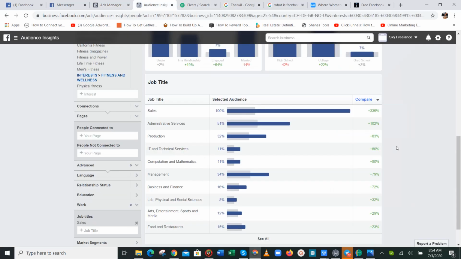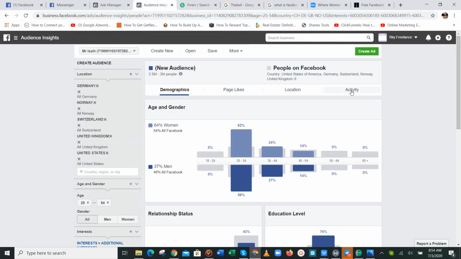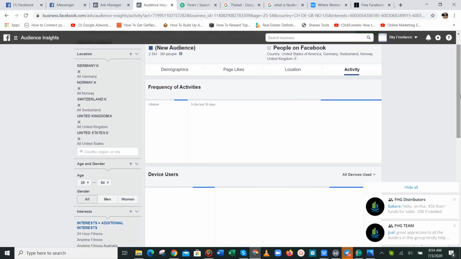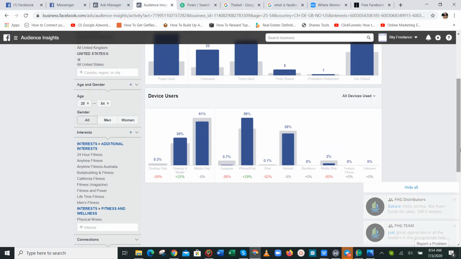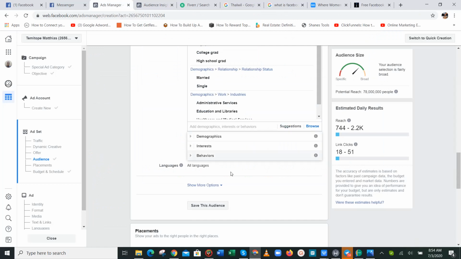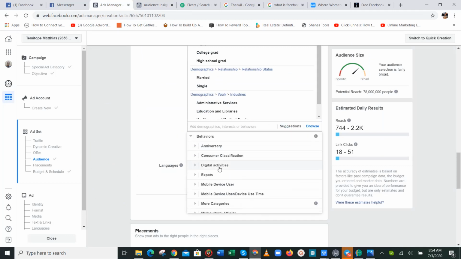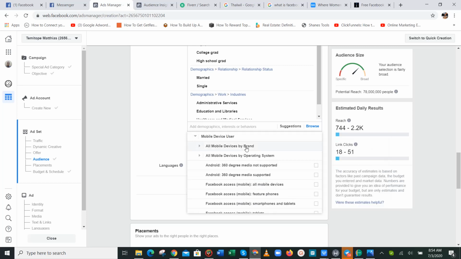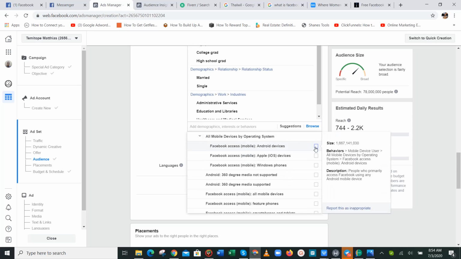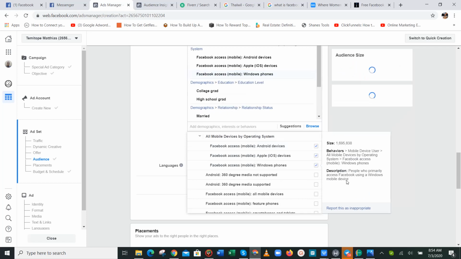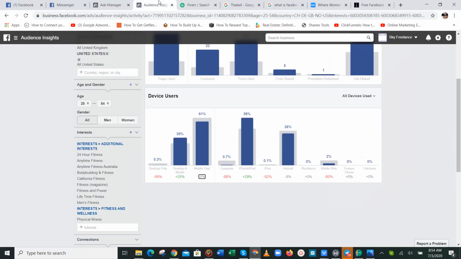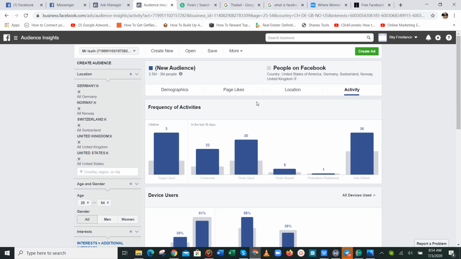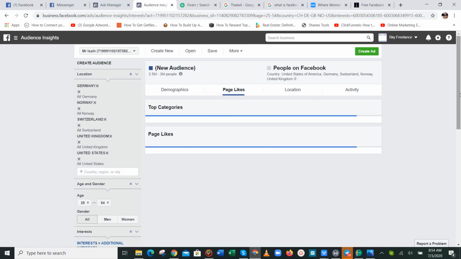So the next one we want to choose now is activity. So we choose people who are using mobile phone, iPad, desktop, mobile. It means people who are generally using mobile are the people who search for it most. So behavior, device user. So we choose by operating system, by OS. We choose these three. So I'm teaching you the in-depth. Yeah, in-depth.